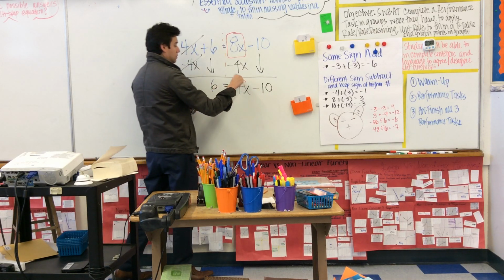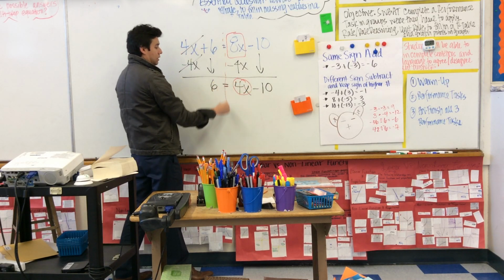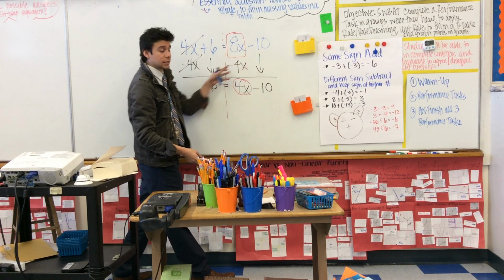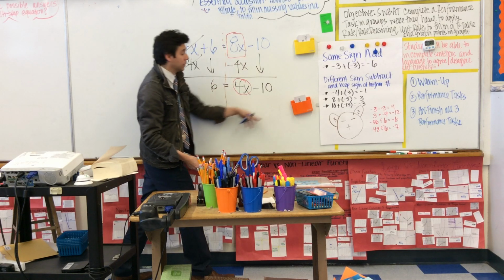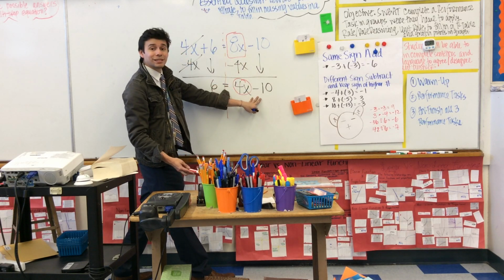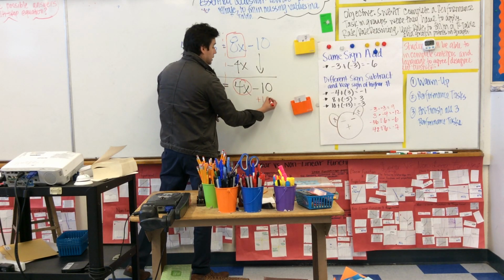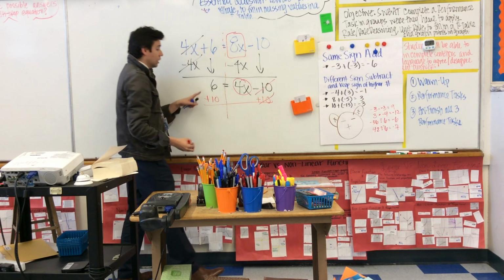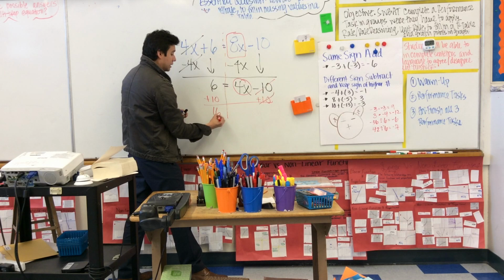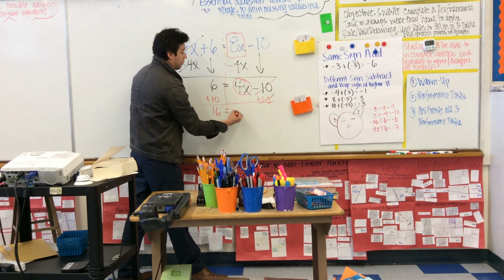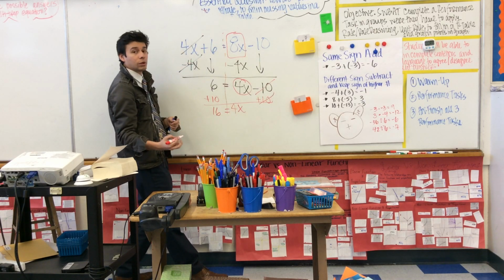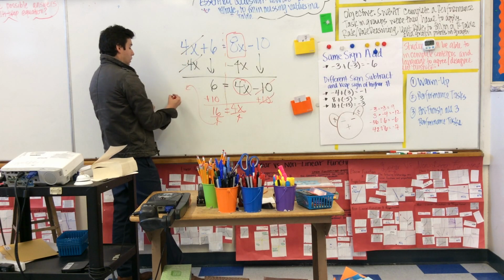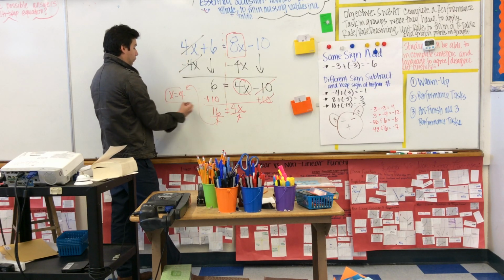Circle the variable. There it is. Draw the barrier. Now, focus on the side where the variable is at. This is on the right side. So who's not inside the bubble? Well, the minus 10 is not inside the bubble. So we do plus 10, plus 10. These cancel out. 6 plus 10 is 16 equals 4x. We're almost done. Divided by 4, divided by 4. So x is equal to 4.